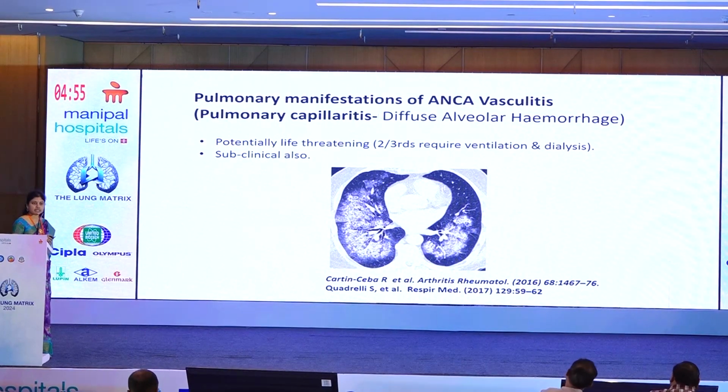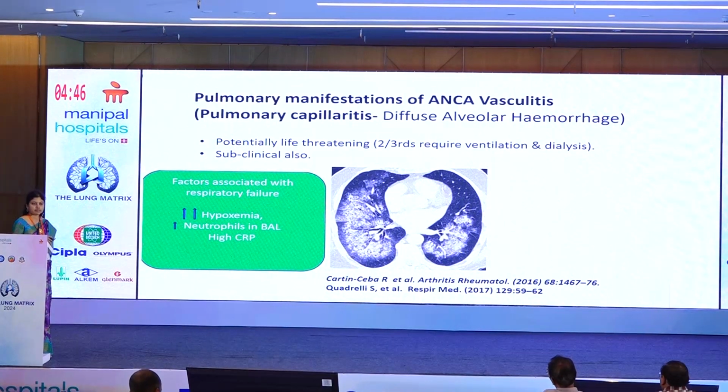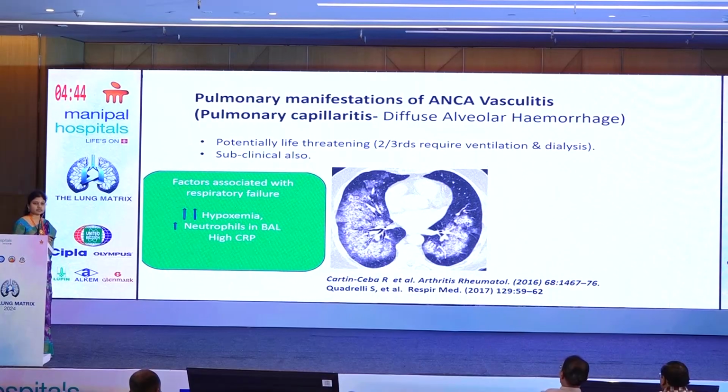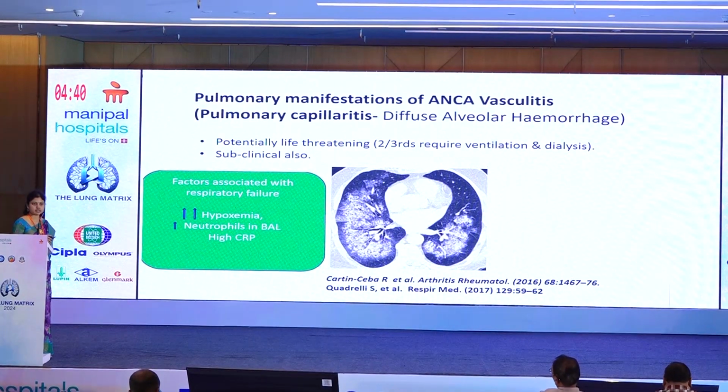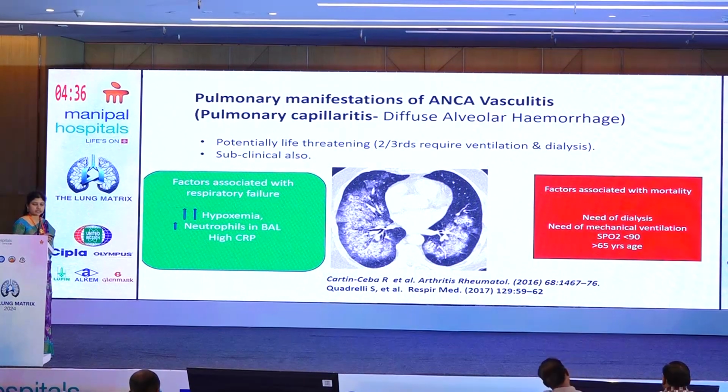So it is a potentially life-threatening condition. Approximately 2/3 require mechanical ventilation and dialysis. And if it is mild, it can be subclinical also. The factors predicting respiratory failure are presentation with hypoxia, high CRP at the time of presentation, and high neutrophils in the BAL sample. And factors associated with mortality are elderly age, presenting with hypoxia, and requiring mechanical ventilation and dialysis.